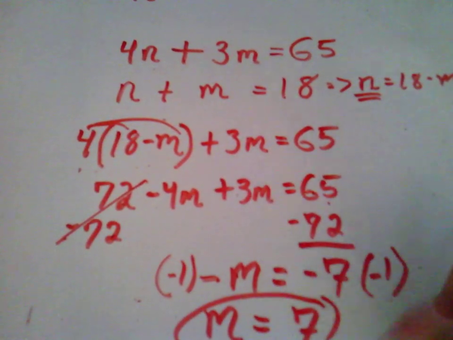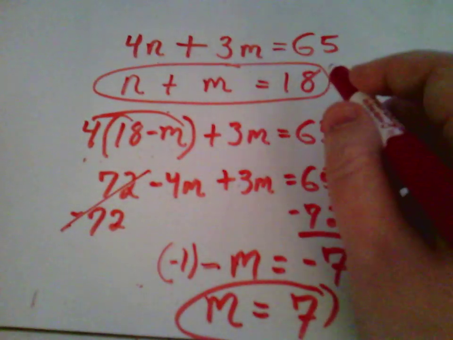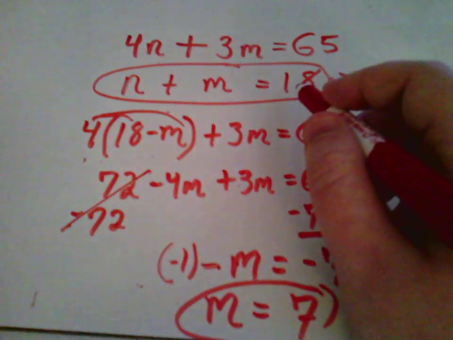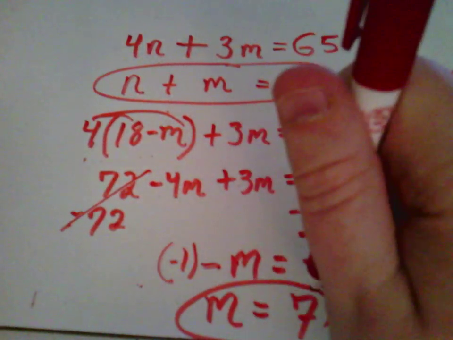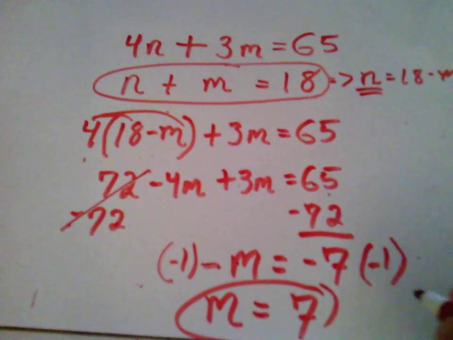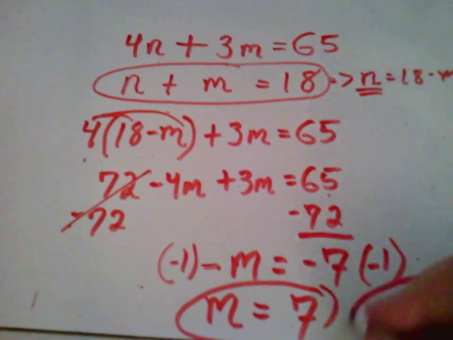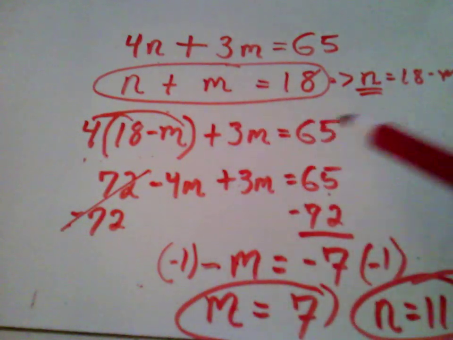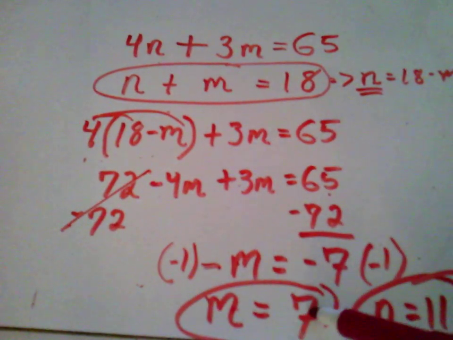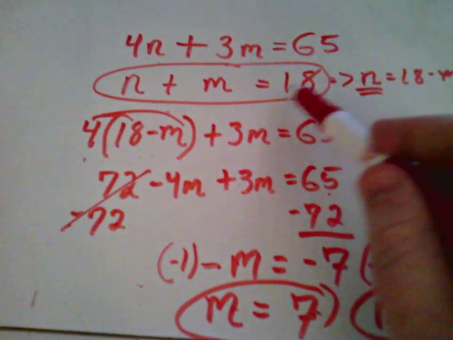That's the first part of our solution. Let's come back up to this part right here. n plus m is equal to 18. From our problem, the sum of the two numbers is 18. Well, if m is 7, then n is 11. Let me repeat that just in case I misspoke there. If m is 7, then n must be 11 because 11 plus 7 is 18.